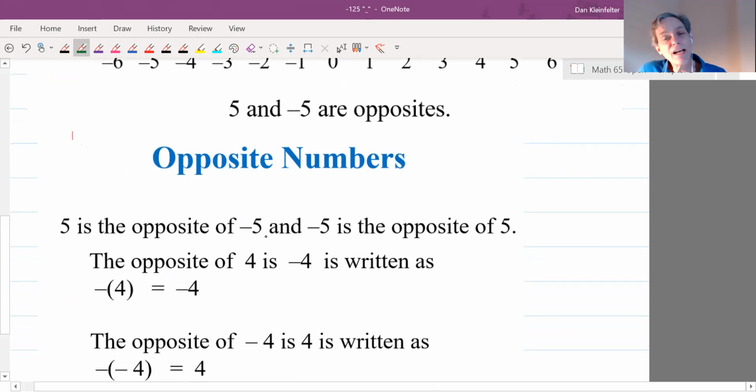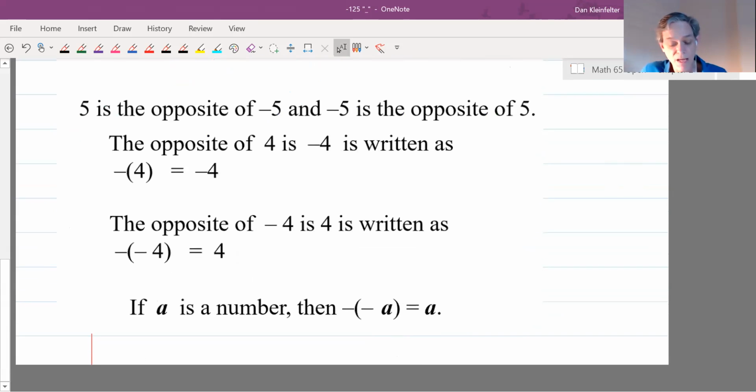Okay, 5 is the opposite of negative 5, and negative 5 is the opposite of 5. The opposite of 4 is negative 4 and is written in the following way. The dash in front of 4 is going to give us the opposite of 4, or negative 4. The opposite of negative 4, so you want to be careful with this one. The opposite of negative 4 will be positive 4.